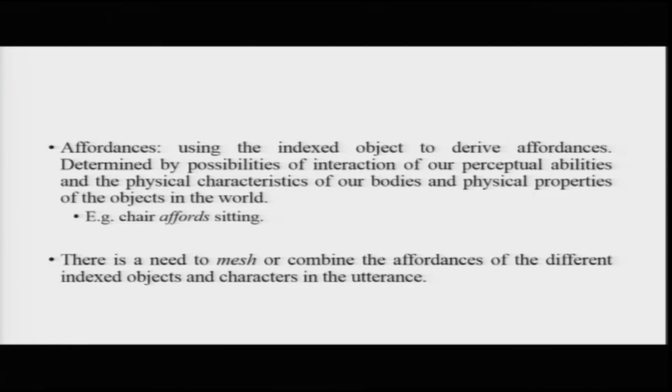The third important concept here is meshing. What is meshing? Meshing is when you look at a word, you look at its index and its affordances, and you combine the indexed object's affordances. So indexing and affordances, you just combine them together. You mesh or combine the affordances of different indexed objects and characters in the utterance, so that defines the whole utterance.